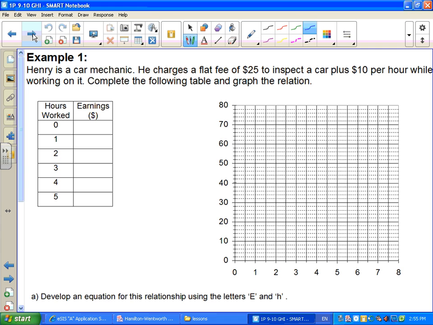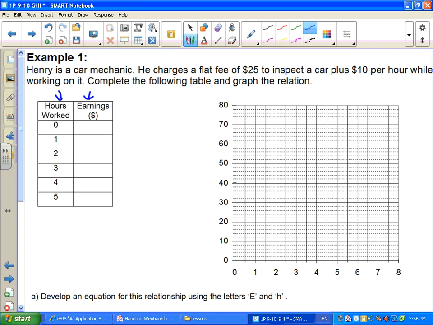And they ask us to complete the following table, which shows his hours worked and his earnings, and to make a graph of the relation. So let's start by filling in the table, because after we have the table filled in, then we can move on to doing the graphing. So the first item in the table here, we've got our hours worked. They give us 0, 1, 2, 3, 4, and 5. If he works on it for 0 hours, how much does he charge?